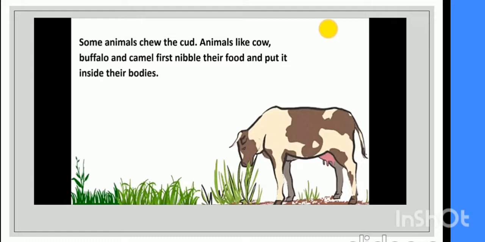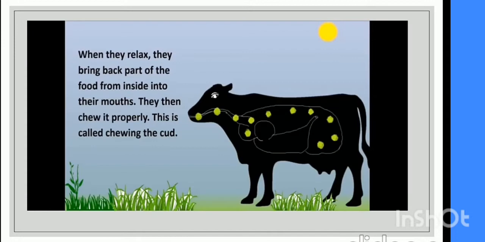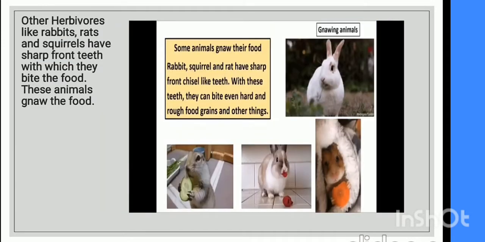Other animals like rabbits, cats and squirrels have sharp front teeth with which they bite the food. These animals gnaw the food. Now, what is gnaw? Gnaw means to keep biting something, to eat it slowly. For example, dog. A dog gnaws a bone. It means the dog wants to make it soft so it can break very easily.